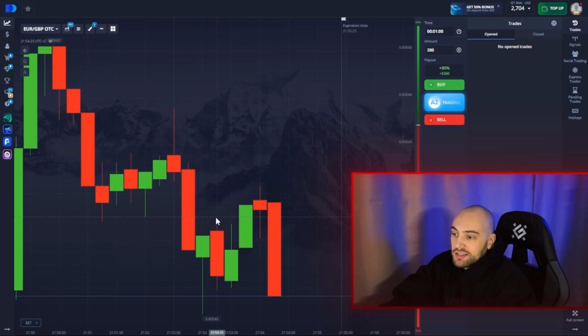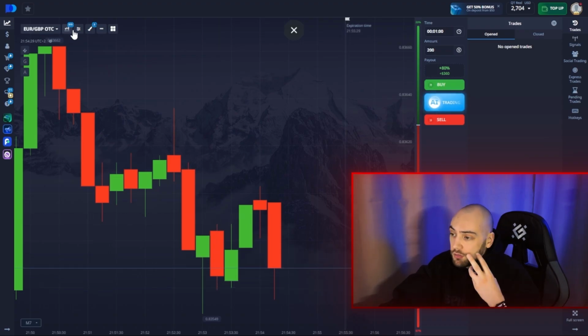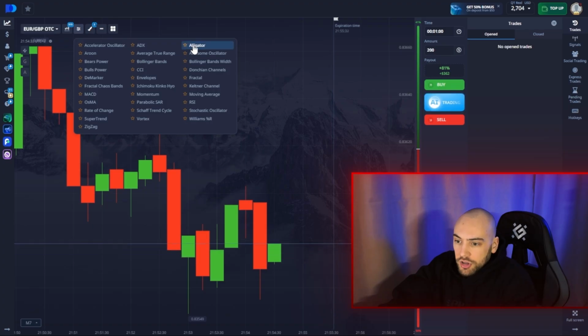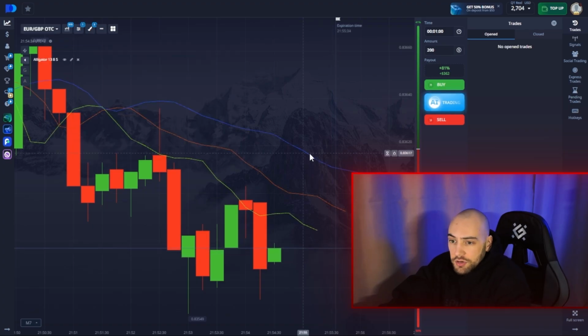So now let's dive into the strategy. Okay, so what is the alligator? Simply put, it's an indicator that consists of 3 lines. Let's turn it on so that we can assess everything visually.